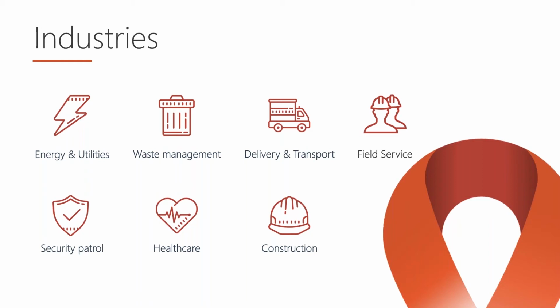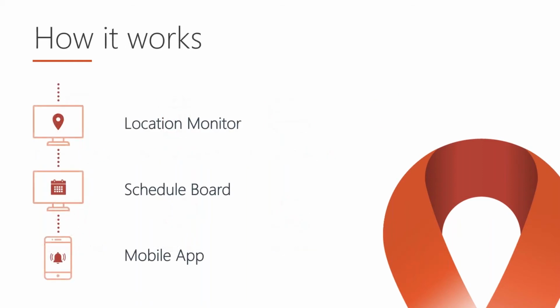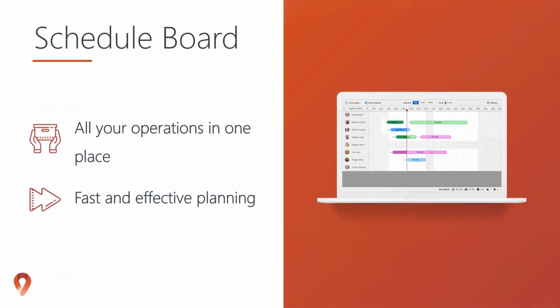So how does Resco Routes work? Resco Routes consists of these three modules. For back office users, there are two main components: a location monitor and a schedule board. And for the field or mobile users, there is a mobile application. Let's take a look at the schedule board first. With the schedule board, you have all operations in one place, and it enables you to quickly and effectively plan your field workers. For Dynamics people who are using Field Service, you can still use your scheduling board. It can be connected.